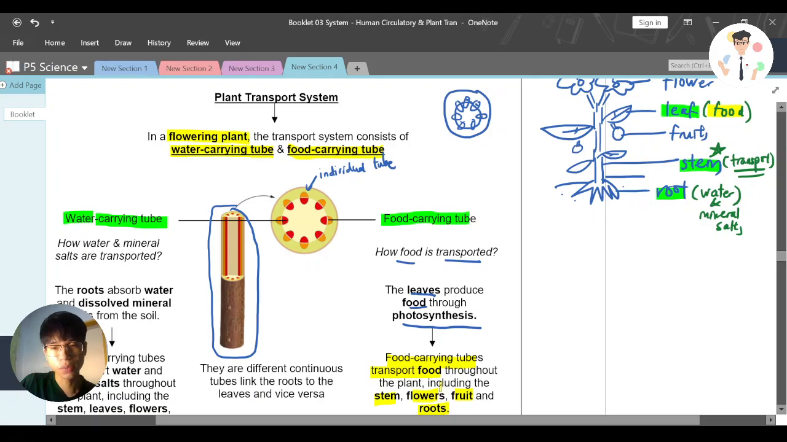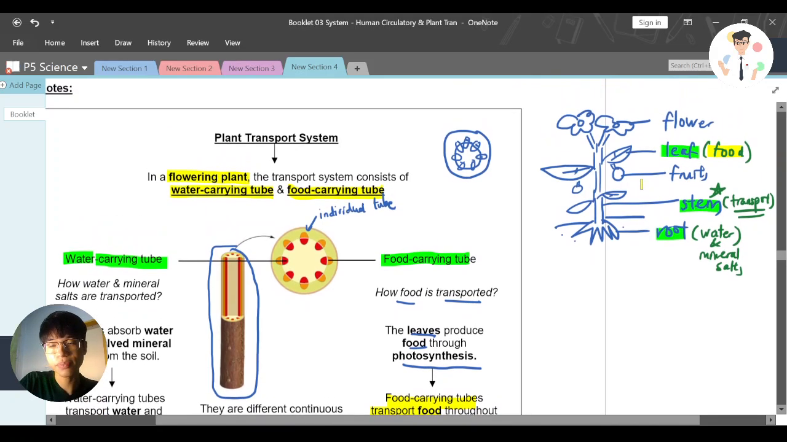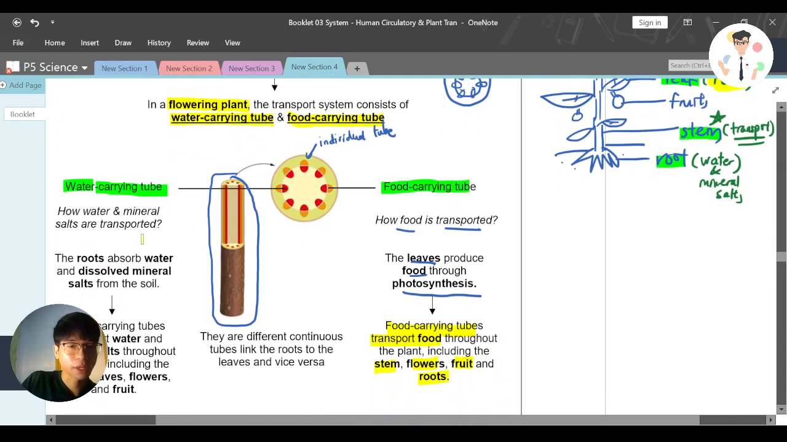Teacher, I need to memorize this? It's very simple. Leaf produces the food, right? So it itself has the food already. So the rest, flower, fruit, stem, root, all these parts don't have the food. So it will transport to all of them. As basically you can see here, leaf produces the food, and the others don't have the food. So the food carrying tube transports food to all different parts. That's all. Okay. Next part.